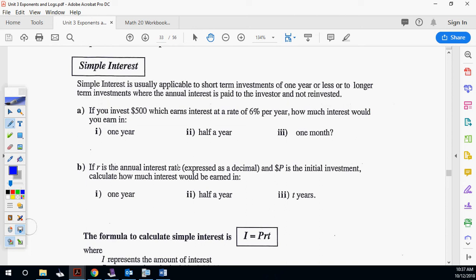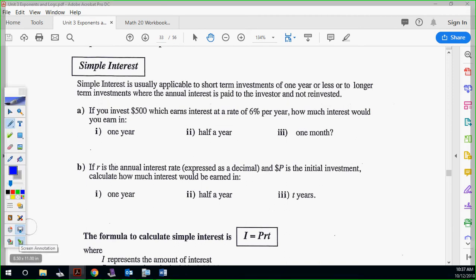So if you invest $500, which earns an interest rate of 6% per year, how much interest would you earn? So this is just understanding 1 year, half a year, or semi-annually, 1 month, okay? So for 1 year, you get the full 6% for the year. 500 times 0.06 for 6%. So you'd make $30.